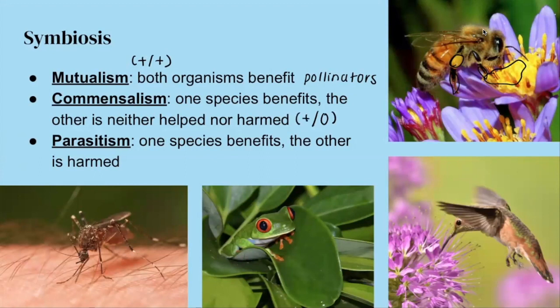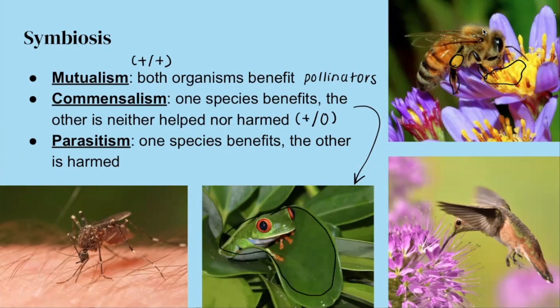So our example of commensalism is a tree frog and a tree. The tree frog has this green color, so it can blend in with these leaves, where the tree will provide it some protection from potential predators, but the tree really doesn't get any benefit. It's not harmed, but it's not helped in this situation either.